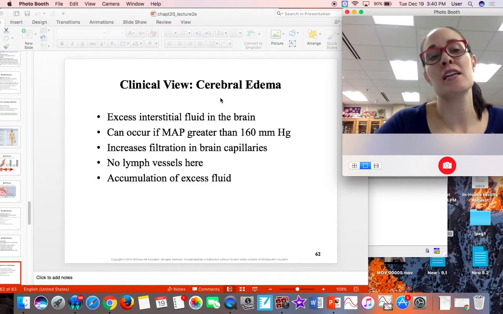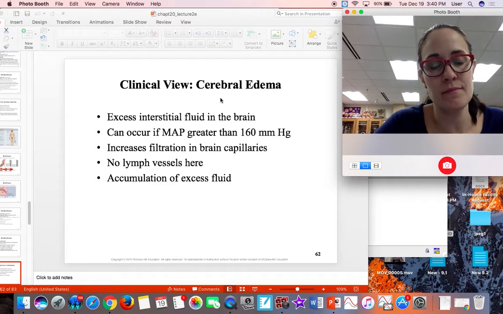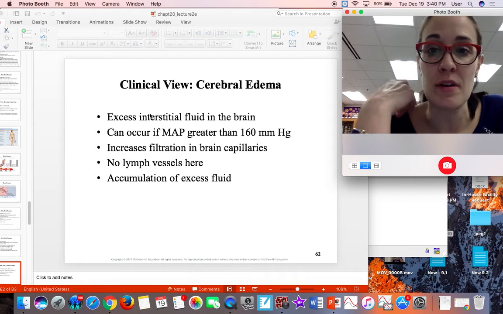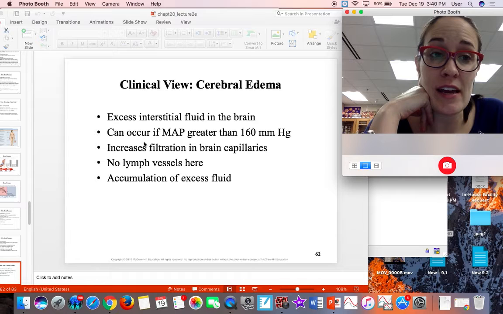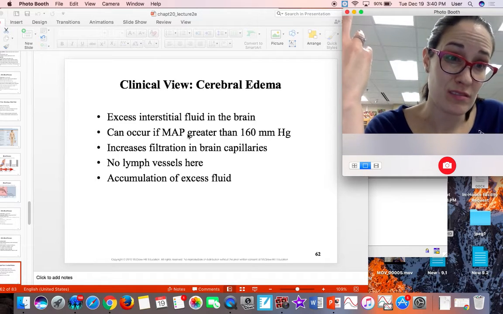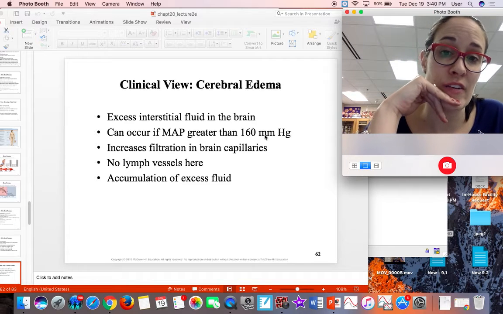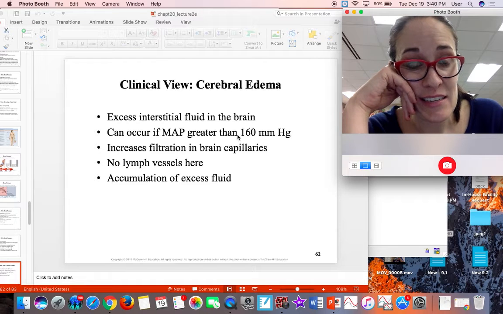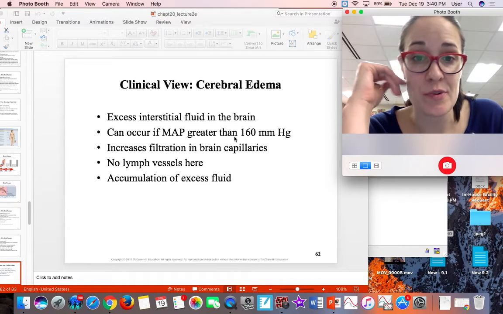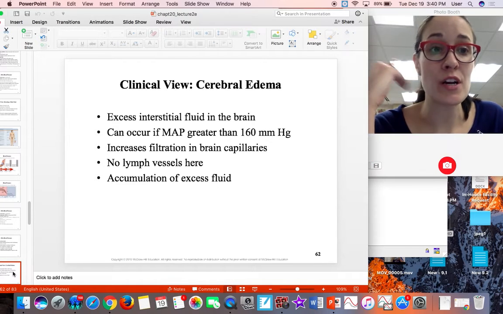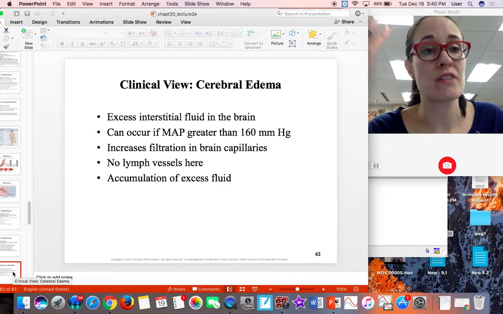This is specifically talking about cerebral edema, so an accumulation of fluid in the brain, or excess interstitial fluid. It hasn't been reabsorbed by the blood vessels. It can occur if the mean arterial pressure, so the perfusion, is over what you should have, so if it's greater than 160. Those numbers could be calculated, and physicians might think, okay, maybe this person is having cerebral edema, and that can put pressure on the functioning of the brain.